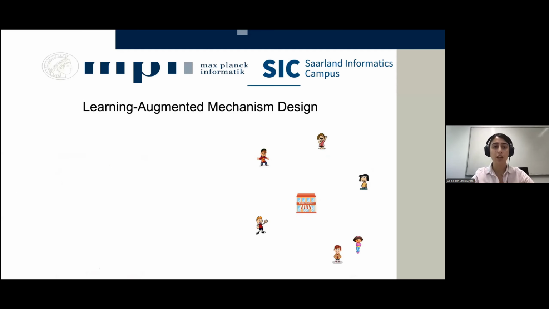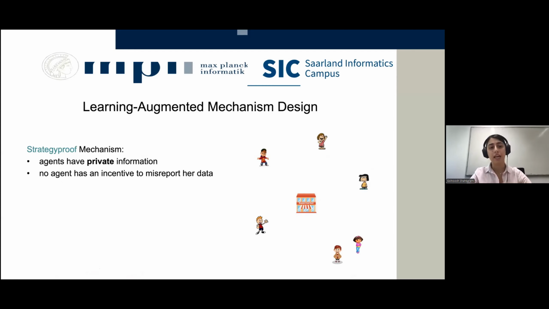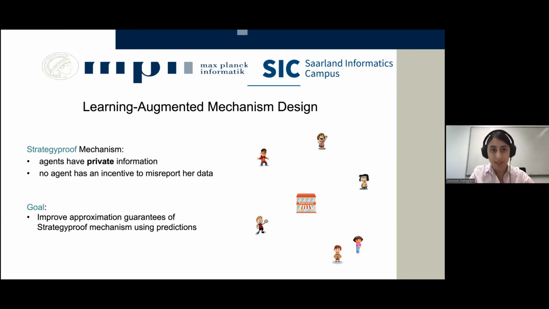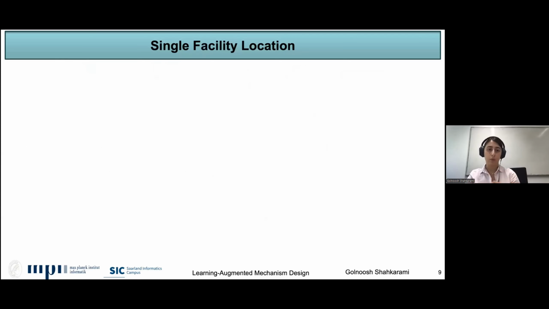In this talk, I would like to focus more on learning-augmented mechanism design. As I said, in this area, we want to design a strategy-proof mechanism. So we have some strategic agents, they have some private information, and we want to design a mechanism which is strategy-proof, which means that no agent has incentive to misreport her data. And our goal is to get some predictions, of course, and improve the approximation guarantee of these strategy-proof mechanisms using these predictions. Well, I would like to explain this area with a specific problem called the single facility location problem.